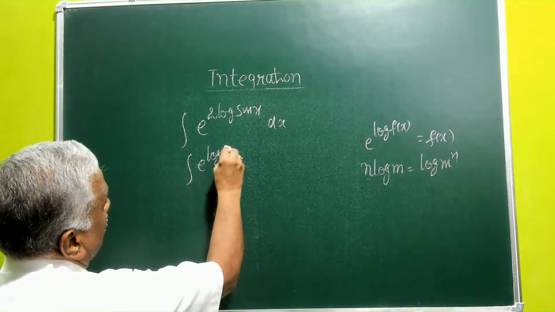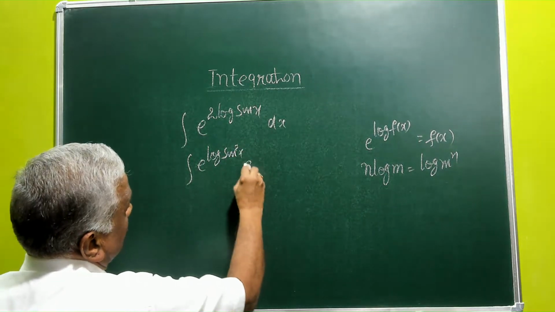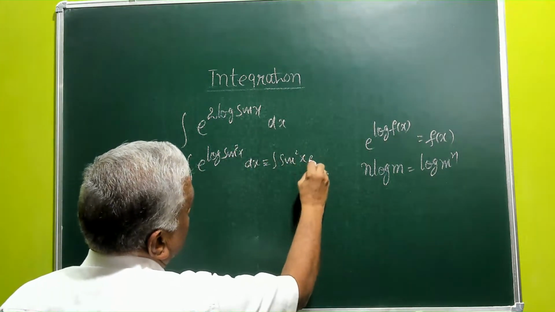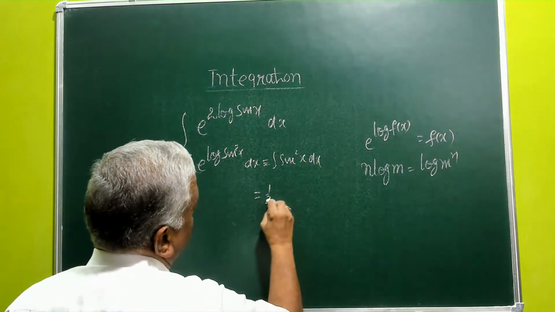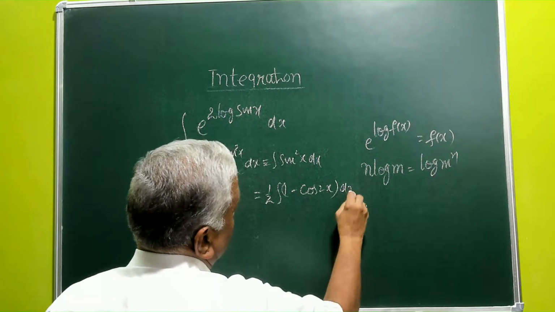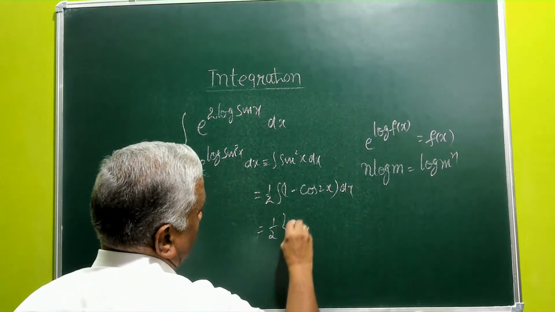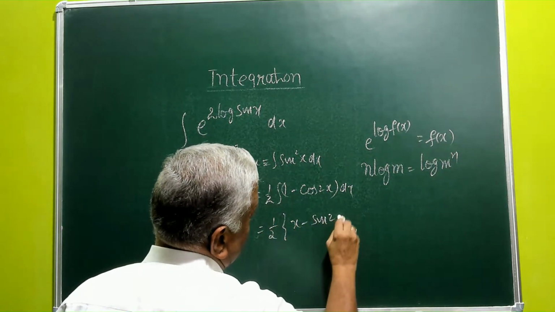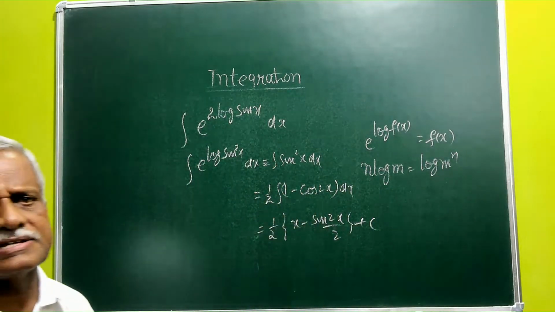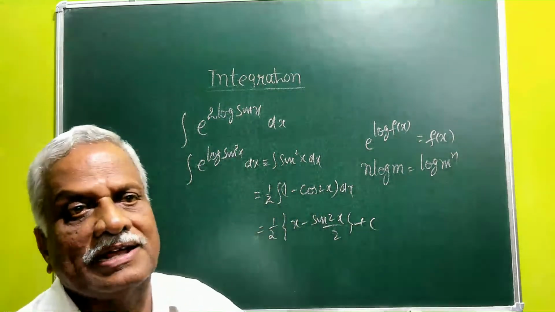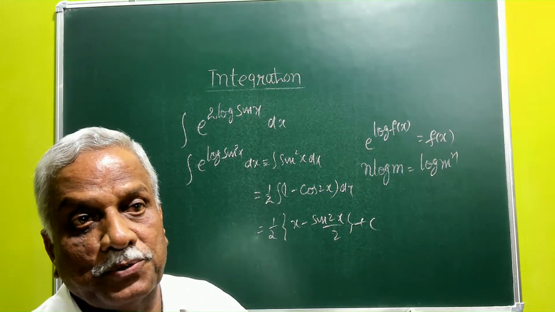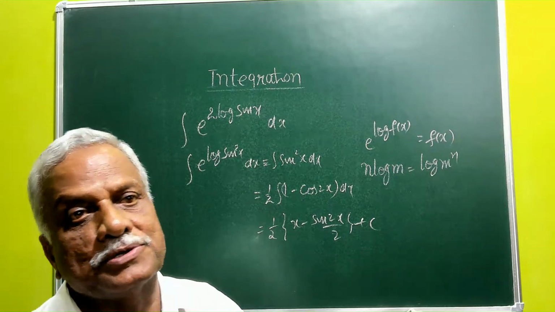E to the power of log of sin square x is nothing but sin square x. What is the integral of sin square x? A very familiar problem, half of (1 minus cos 2x) dx. So half of (x minus sin 2x by 2). Easy flow. The moment you see sin square x, you should remember sin square x is half of (1 minus cos 2x). The trigonometric formulas will come to your rescue provided you have started using them.